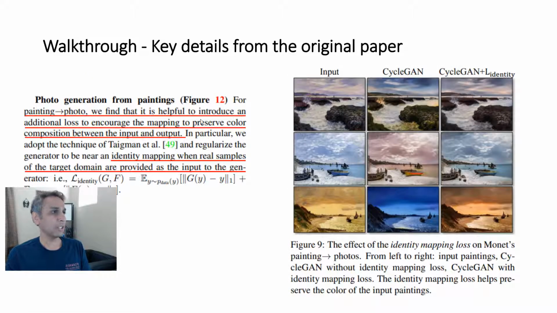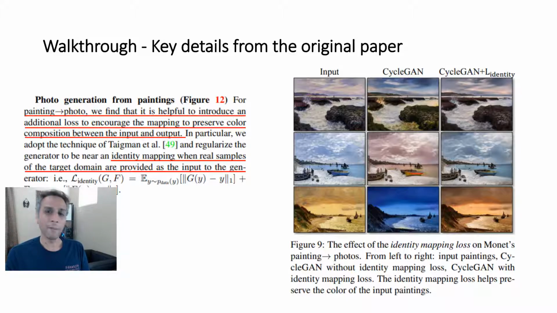For photo generation from paintings, and this also applies to a few other examples, but since I'm primarily interested in Monet to photos, here they find it helpful to introduce an extra, additional loss to encourage the mapping to preserve color. So what this basically means is there is another component. You know how you have cycle consistency? Now there is an identity mapping, another term that they introduced.